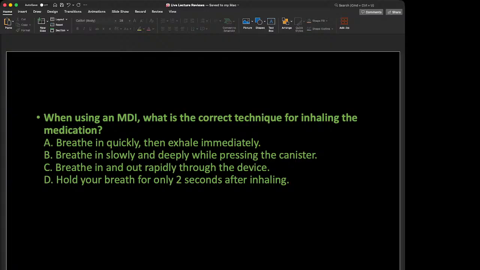In this case, as you can see, you don't breathe in quickly. This is MDI, not DPI. And so the answer here will be B. You breathe in slowly and deeply while pressing the canister.